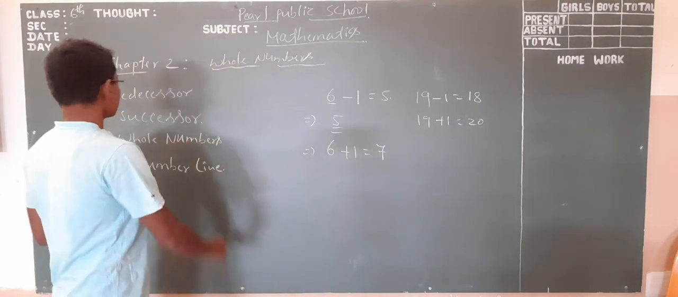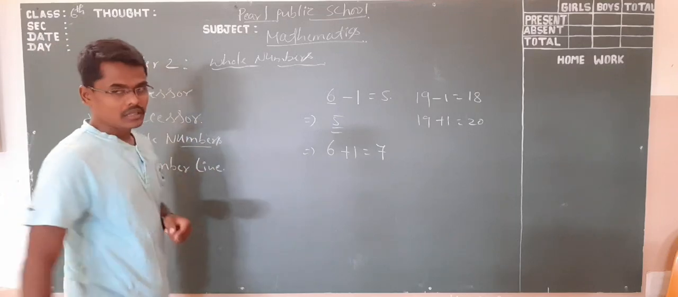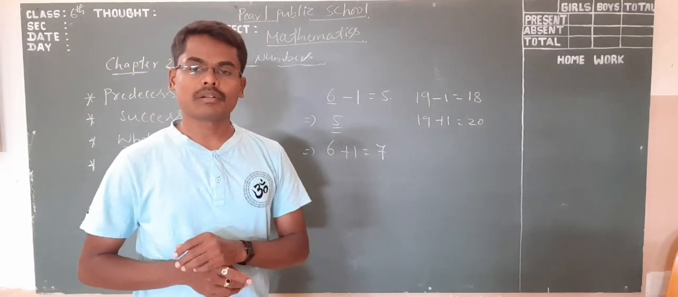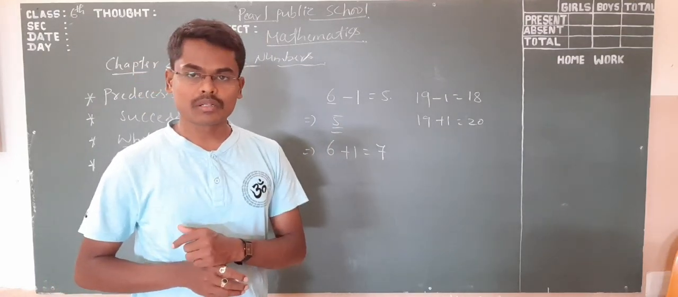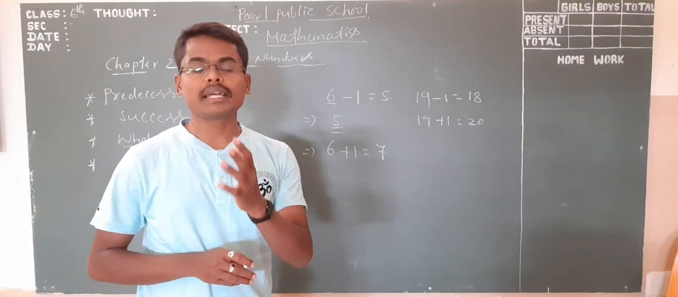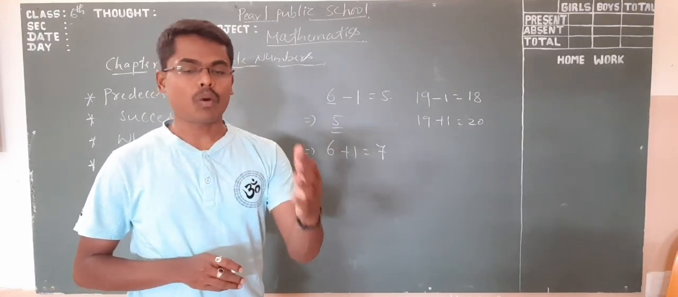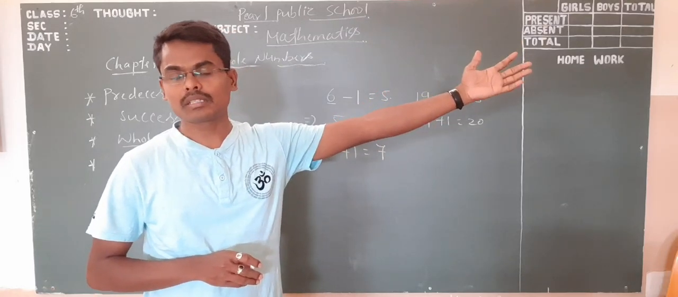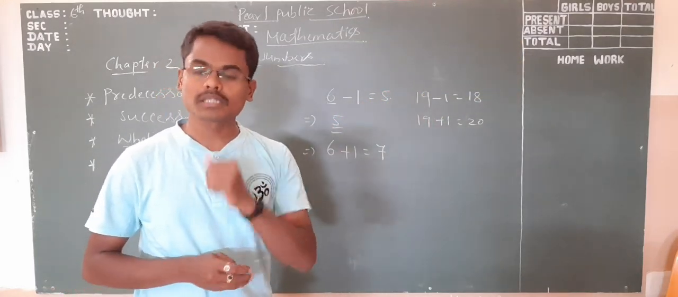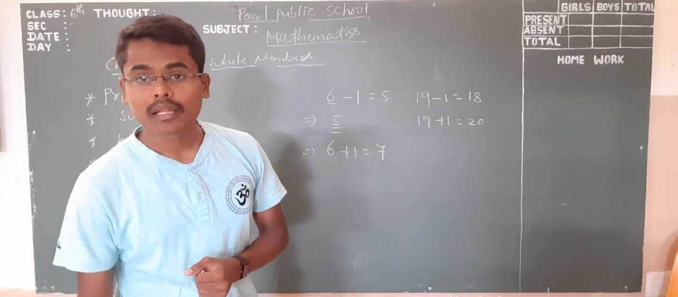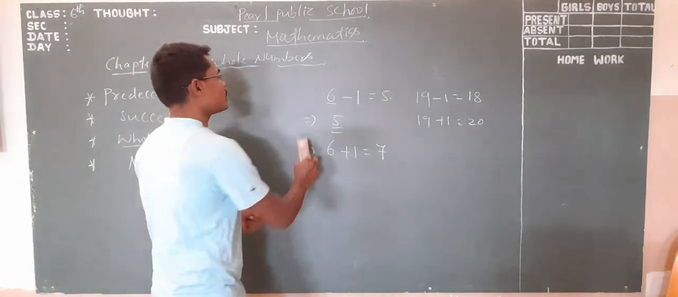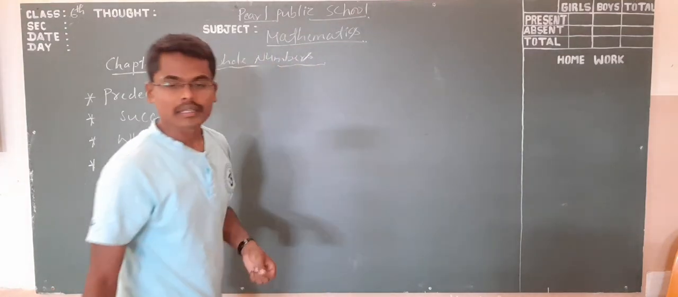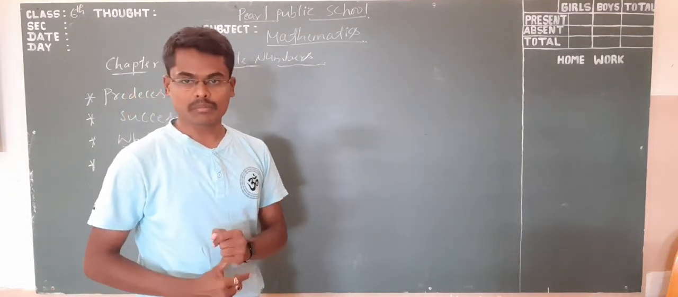Next one, the very important, the whole numbers. What is meant by a whole number? We know that the natural numbers, okay, the numbers which begin with 1, 2, 3, 4 and so on, like that up to n numbers we are going to write. Those numbers we are going to call by the name natural numbers. Then what about the whole numbers? How can we say that the numbers are whole numbers?